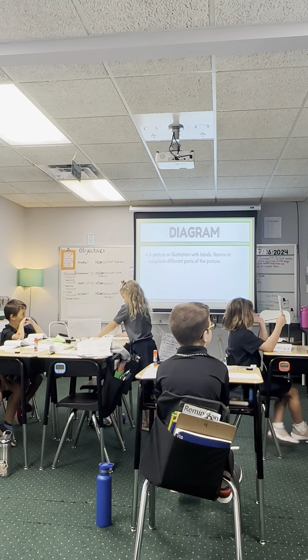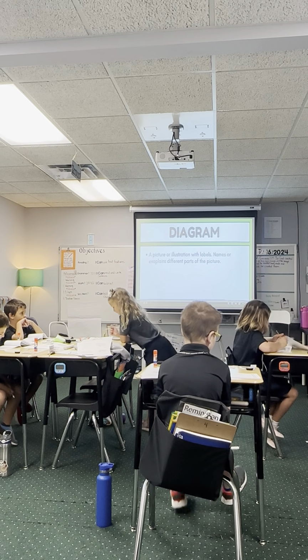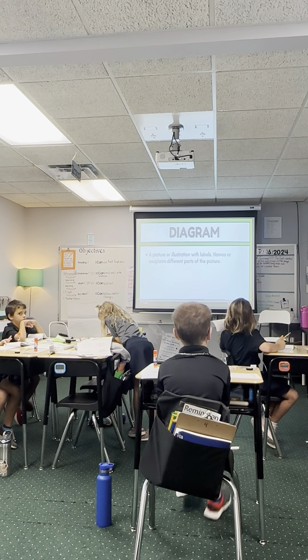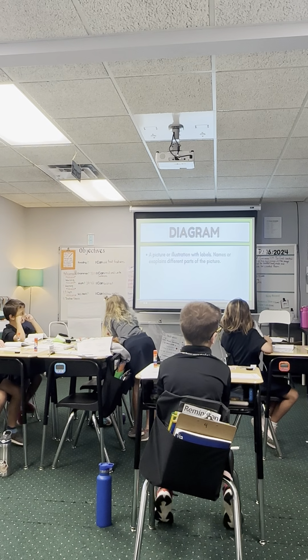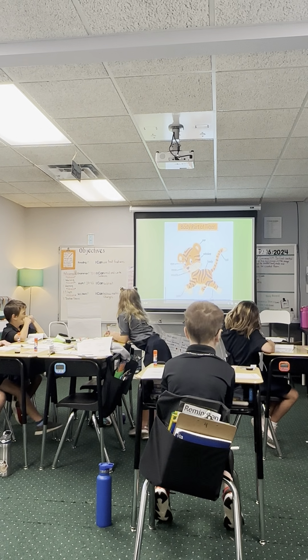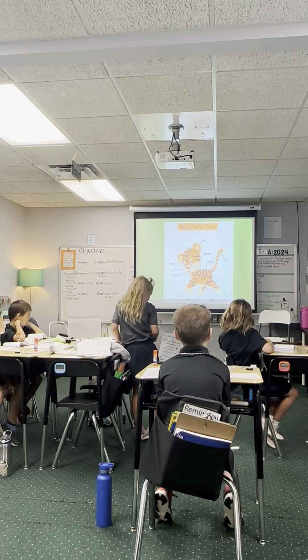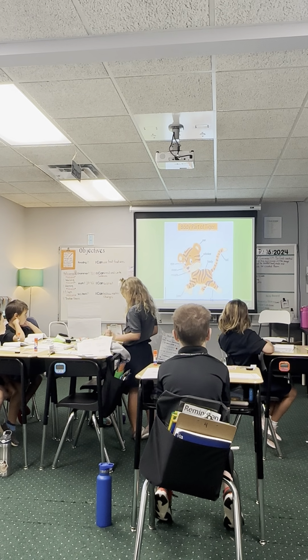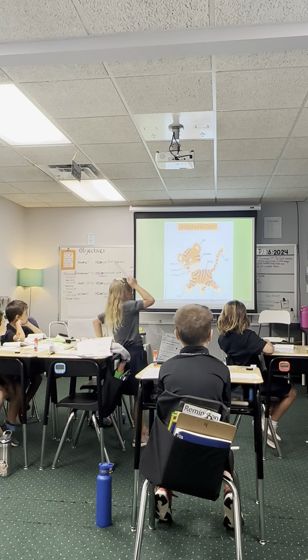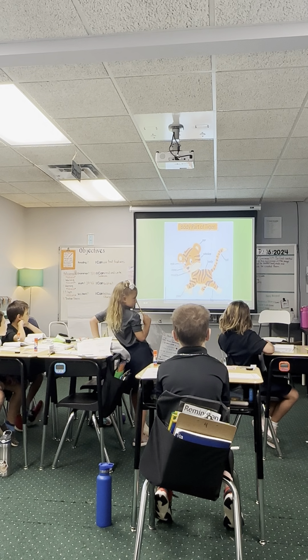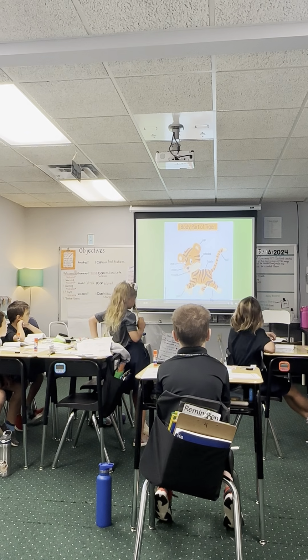Will you read it, Olivia? A diagram is a picture illustration with labels. With labels. Names or explains different parts of the picture. So this way we have this cute little tiger. It's a diagram of this tiger, and it shows us where its body parts are. So you know if it's a diagram, parts are labeled. It's just breaking down the picture that you're looking at.